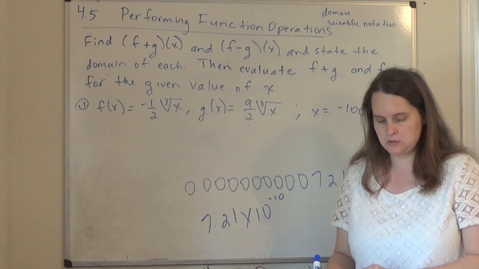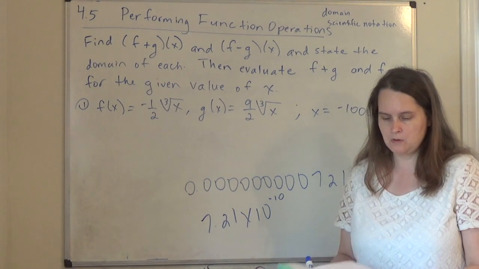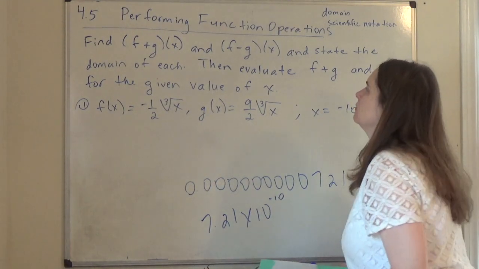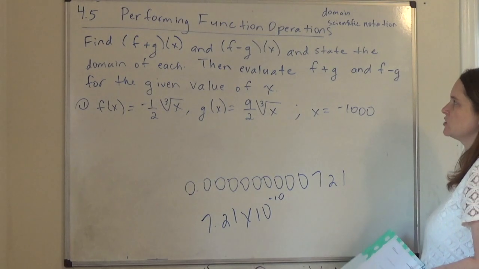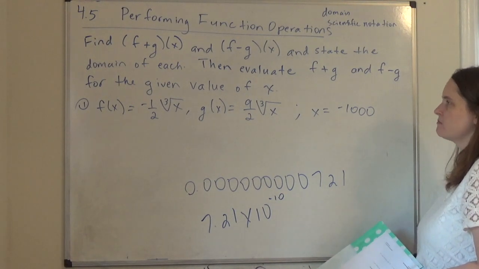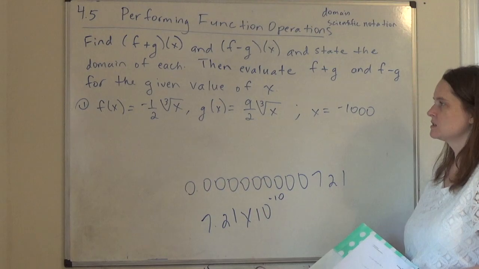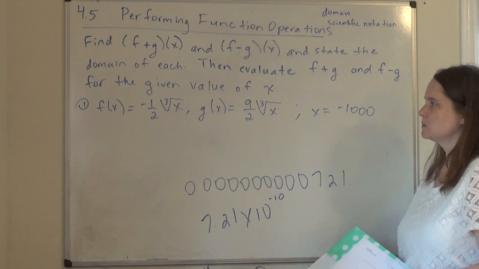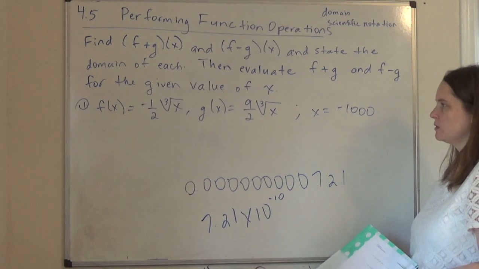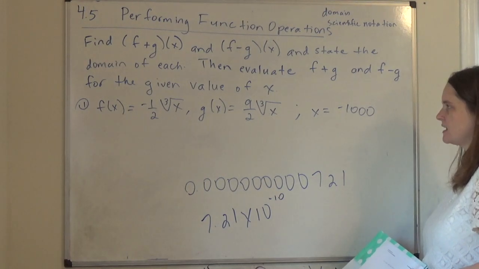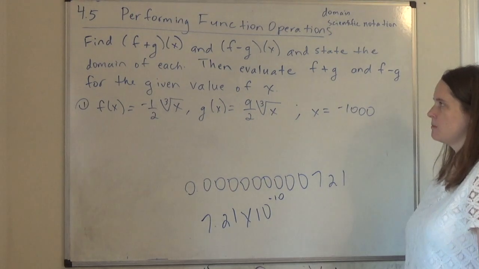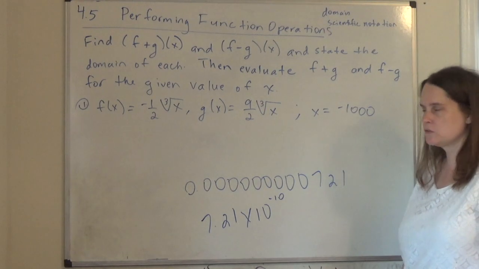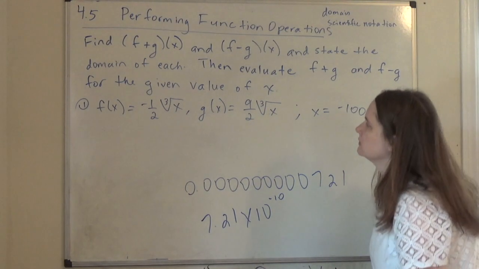Okay. So, in number 1, we want to find f plus g of x and f minus g of x and state the domain of each. Then evaluate f plus g and f minus g for the given value of x. So we're given f of x equals negative 1/2 times the cube root of x. G of x equals 9/2 times the cube root of x. And then after we find the sum and the difference, we have to evaluate each for x equal negative 1,000.